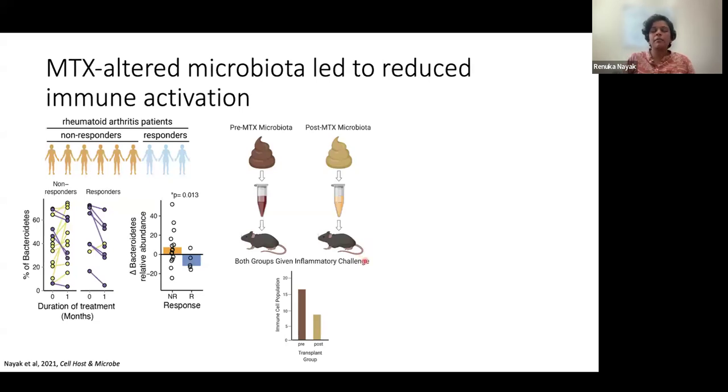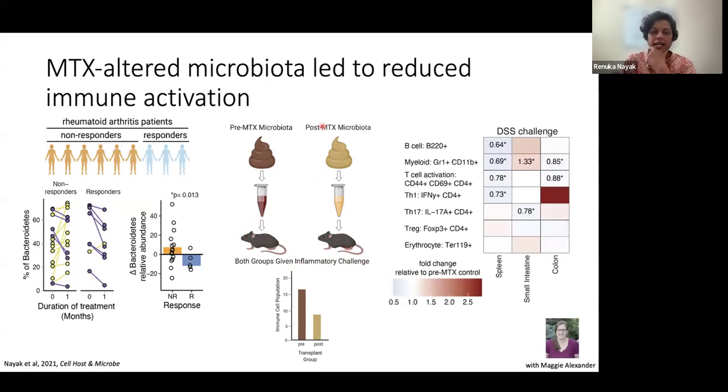And we did the experiment in a gnotobiotic isolator. We didn't have an arthritis model at that time. What we had was a DSS colitis model, so that was our inflammatory challenge. And then we looked at what happened to different immune cell populations in the setting of inflammation, with this difference in microbiome status, whether the microbiome was exposed or not to methotrexate.